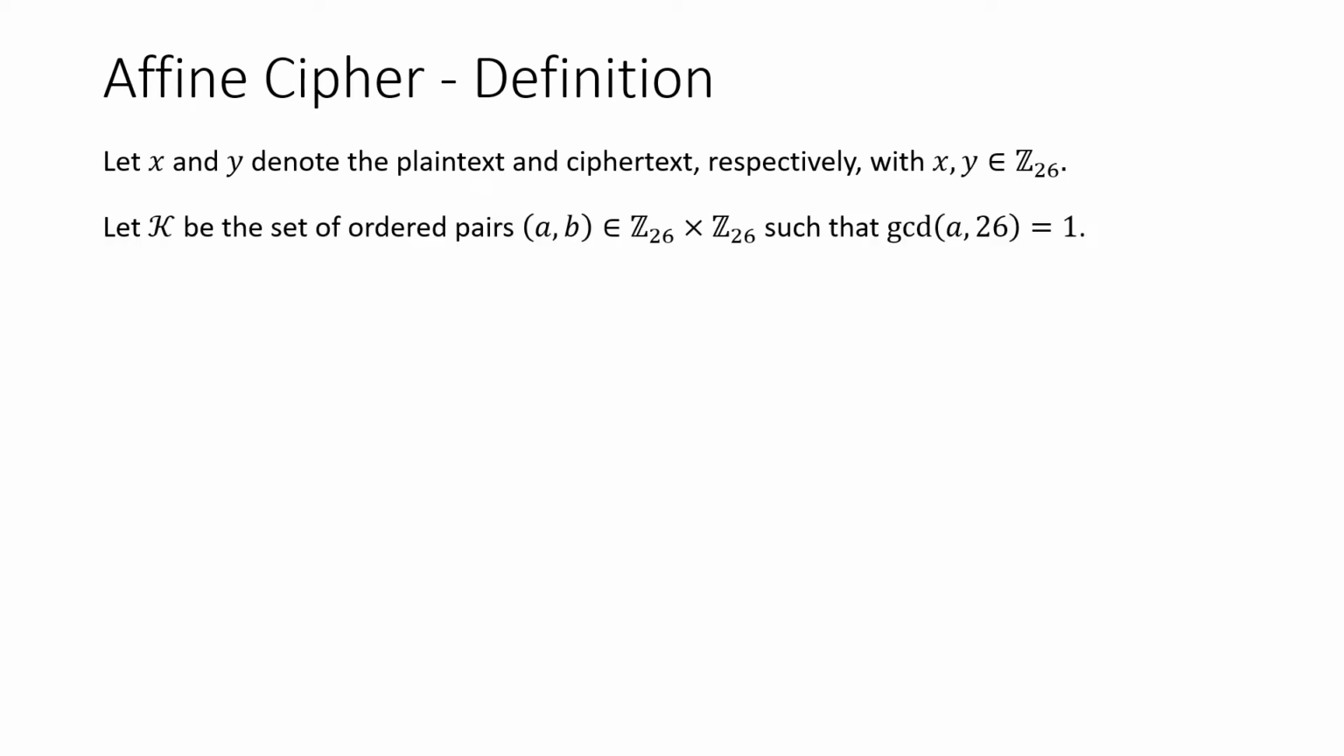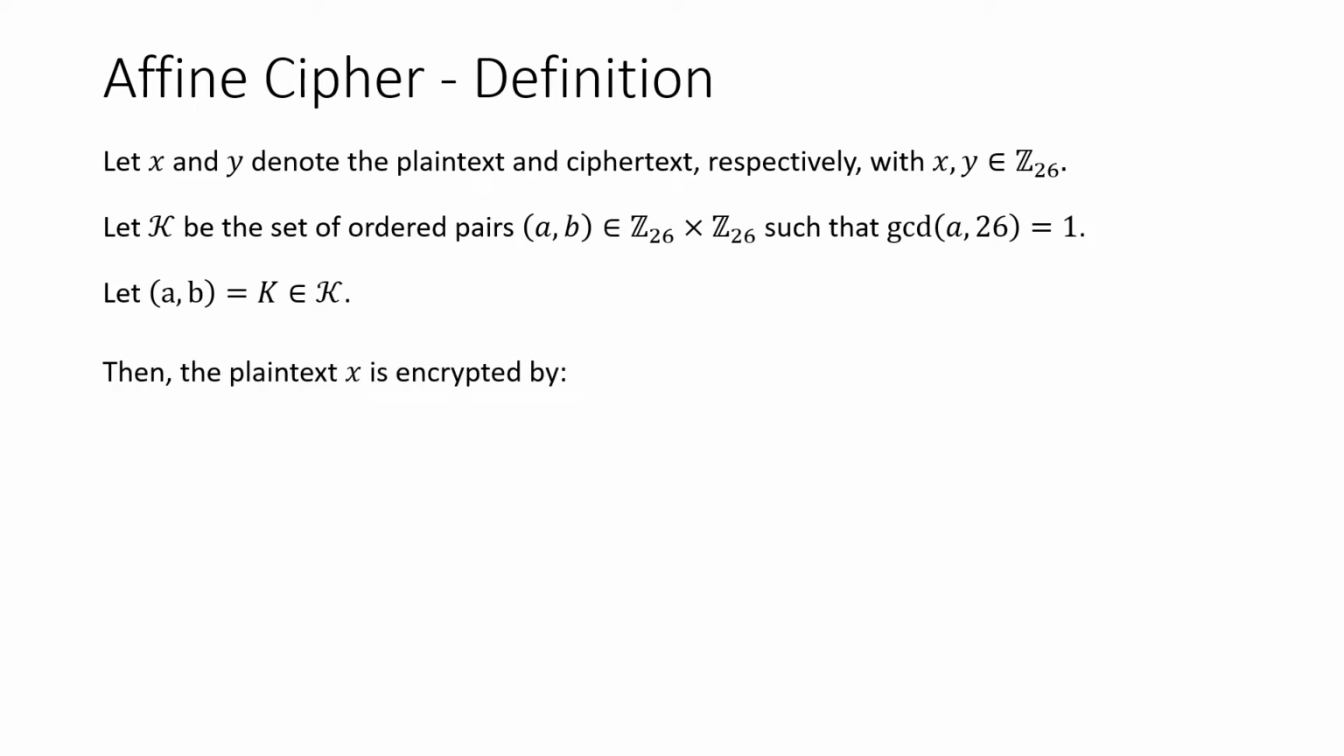We let the scripted letter K denote the set of ordered pairs A and B, both members of Z26, such that the GCD of A and 26 is 1. All this means is that A and 26 are relatively prime to each other, or in other words, they do not share any common prime factors. So with this in mind, let the ordered pair A and B be a member of this scripted letter K.